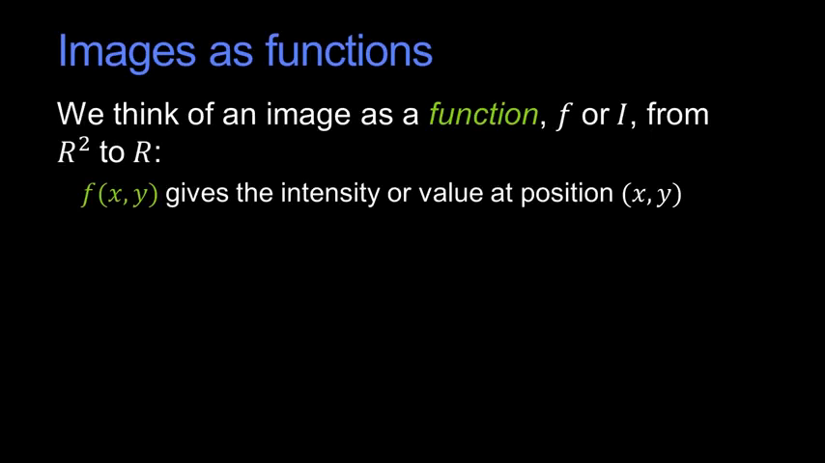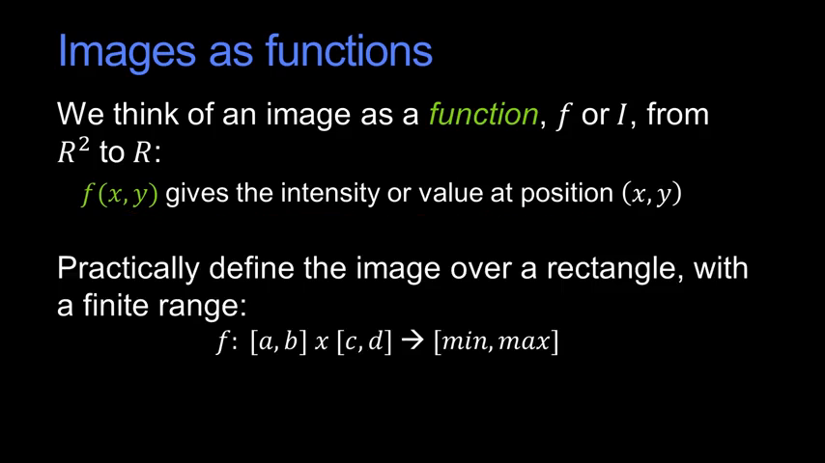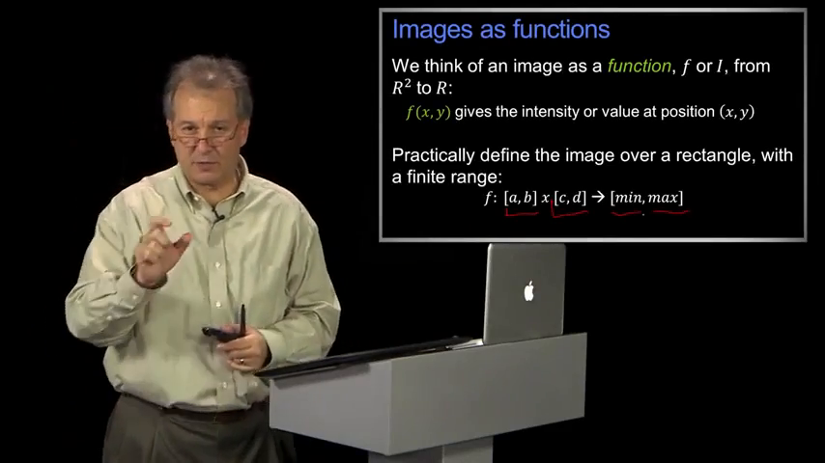So let's talk a little bit more about images as functions, all right? We can think of an image as a function, f, sometimes we'll say f, sometimes we'll say I, that maps from R squared to R. That is, it goes from an xy to some pure intensity or value at that position xy. But we're not going to have arbitrary functions. We're going to limit them in certain ways. For us, an image is going to be defined over some bound. So x ranges from a to b, and y ranges from c to d, and the intensity ranges from some min to some max.